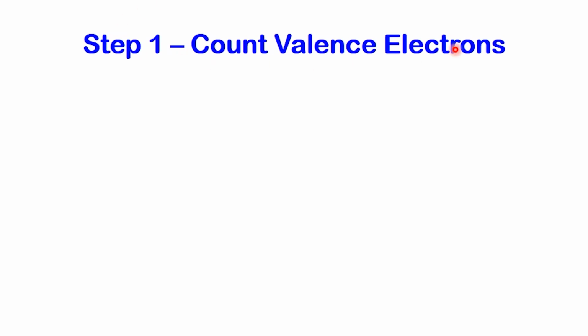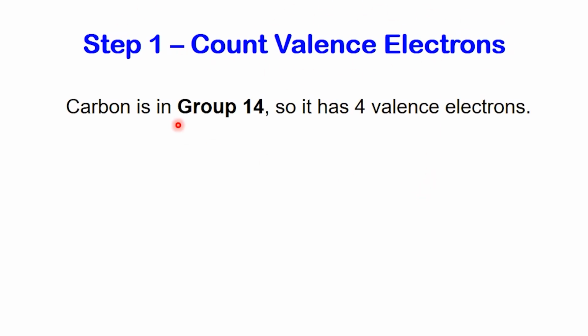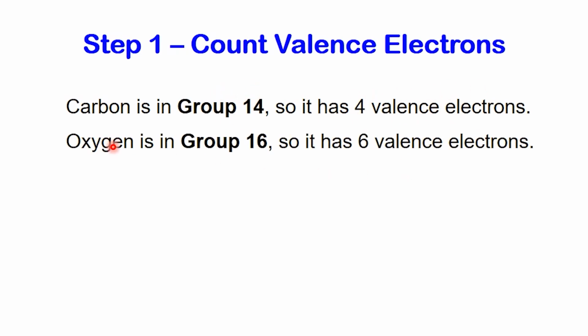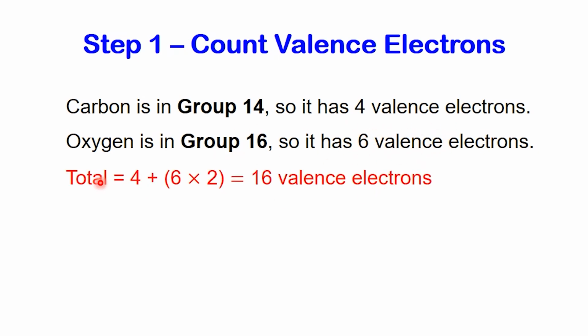Step 1 is to calculate our total valence electrons. Carbon is in group 14, so it brings 4 electrons to the table. Oxygen is in group 16, which means each oxygen atom has 6. When we add them up, 4 plus 2 times 6, we get a total of 16 valence electrons to work with for the entire molecule.